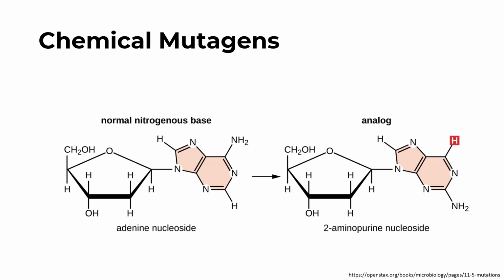Many chemical mutagens resemble the structure of normal nitrogenous bases. These are called nucleoside analogs, and they can be incorporated into a new piece of DNA during replication. When that piece of DNA is later replicated, the base pairs don't line up correctly, and a base substitution mutation can result.